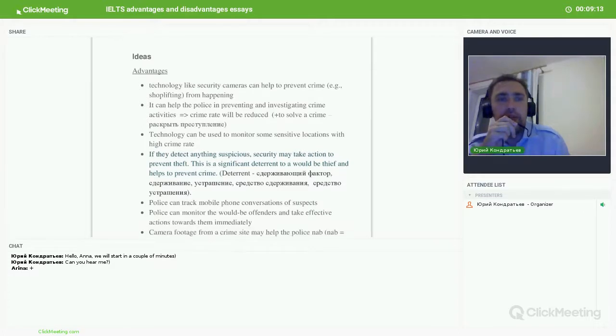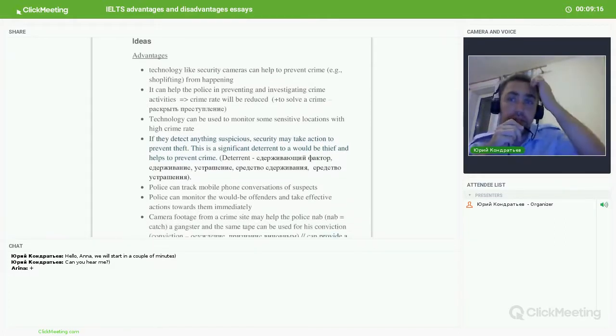As for advantages, some of these advantages are basically the same, but they're expressed differently. So I use different vocabulary and different grammar constructions to express several ideas, some of which might be the same. Technology like security cameras can help to prevent crime. This is probably their main purpose, and this is the main advantage. It's up to you, but if you wish, you can use it as the main advantage in your essay too. They can help to prevent crime from happening. On top of that, it can help the police in preventing and investigating crime activities, and as a result, hopefully, the crime rate will be reduced. Here's a useful expression: to solve a crime.